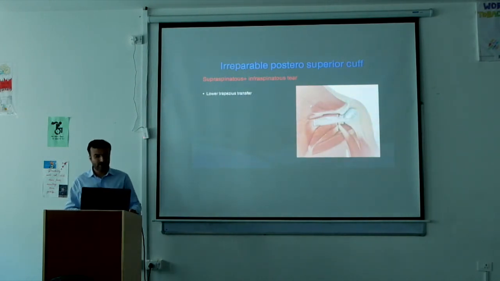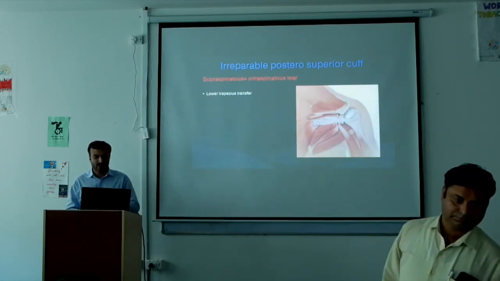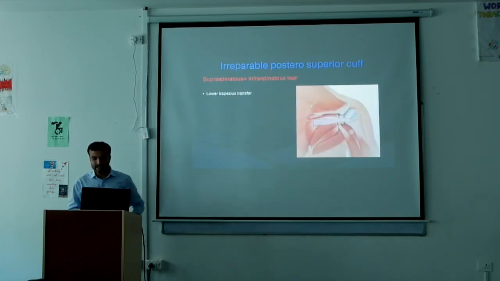In the other case scenario, whenever we find an irreparable posterosuperior cuff tear, like a supraspinatus and infraspinatus tear, lower trapezius transfer is another option. Here you can see this is the lower trapezius muscle and this is the humerus head. However, the tendon of the lower trapezius is not very long, so every time we use this surgery, we have to augment this bridge with either an allograft or autograft.